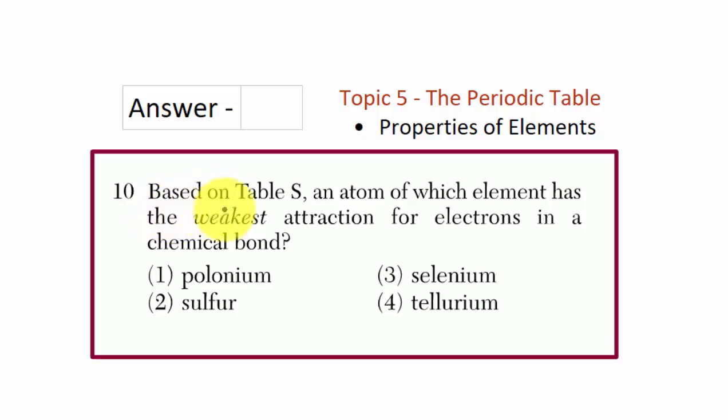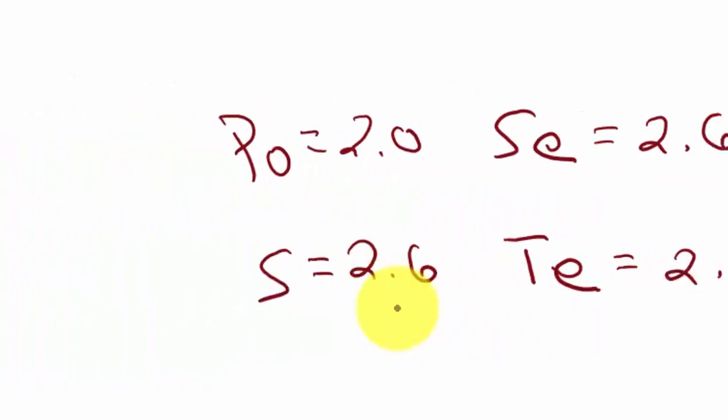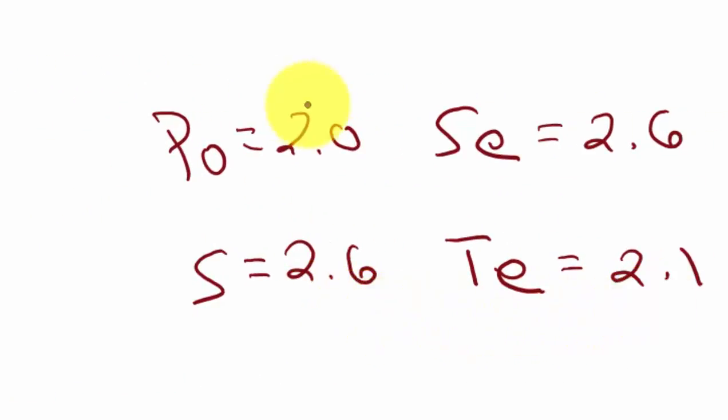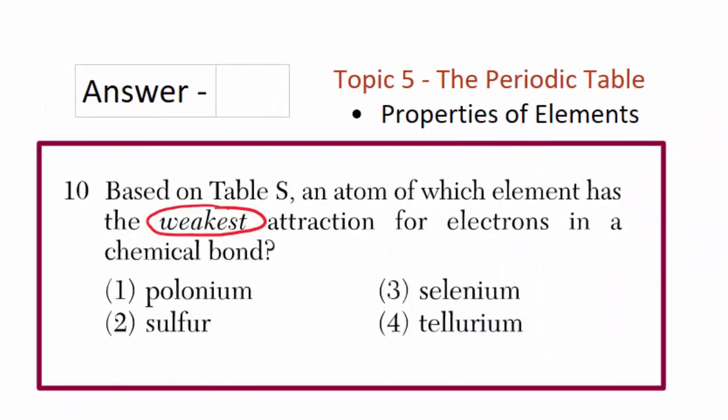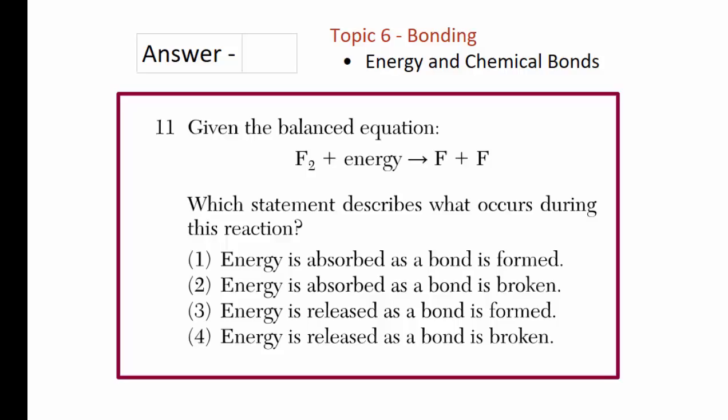Question 10. Based on table S, an atom of which element has the weakest attraction for electrons in a chemical bond? Table S is going to give us all kinds of data. We're going to focus on electronegativity, which is the measurement of attraction for electrons in a chemical bond. We're looking for the weakest. I've looked up those 4 values for you on table S. Here they are. All we have to do is select the smallest value, and that's the 2.0 associated with polonium. That's our answer number 1. Number 10, the answer is 1.